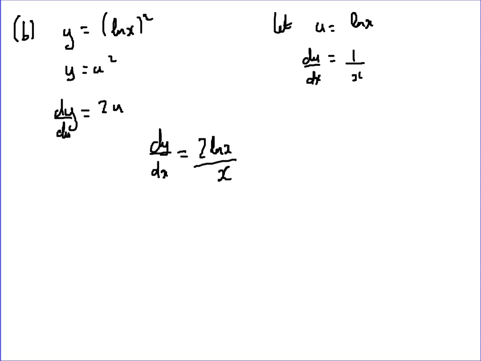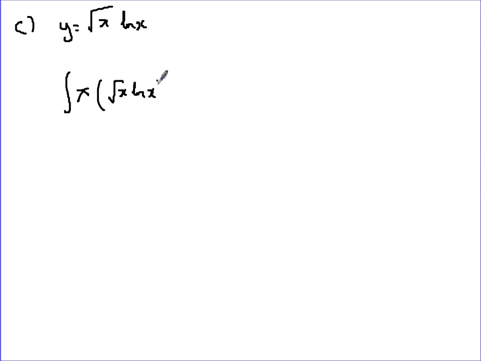Now part C, the biggie, the 6 marker. What have we got to do with this? The diagram shows a curve, so we've got y equals root x ln x. The shaded region is bound by the curve, the line x equals e and x equals 1. The volume is generated by rotation about the x-axis. Right, so what we've then got is a volume of revolution through the x-axis. So it's pi and then y squared, so all this squared dx.